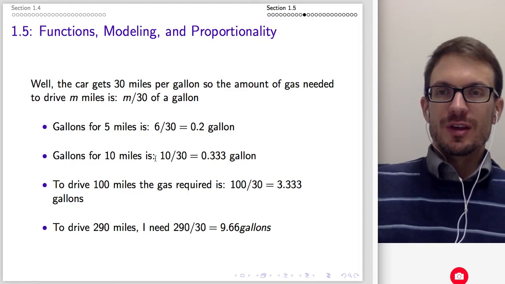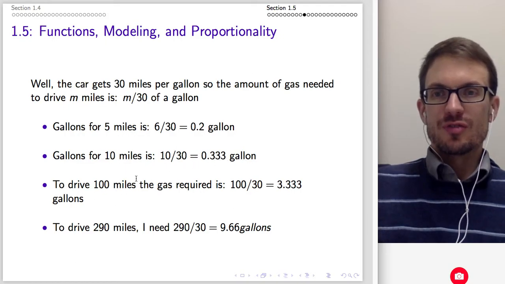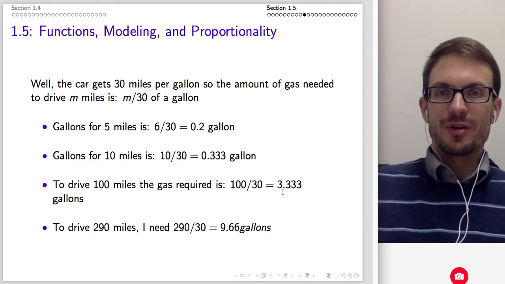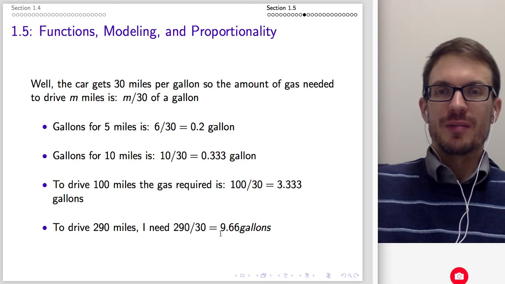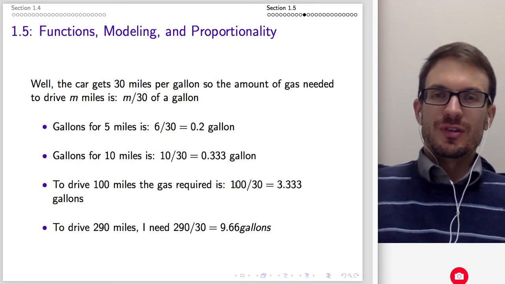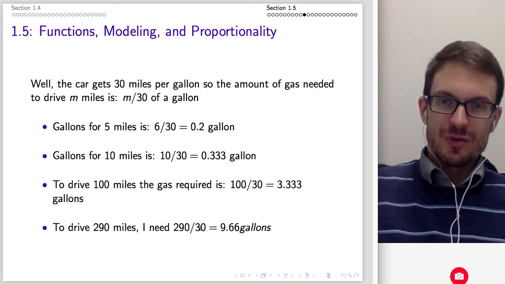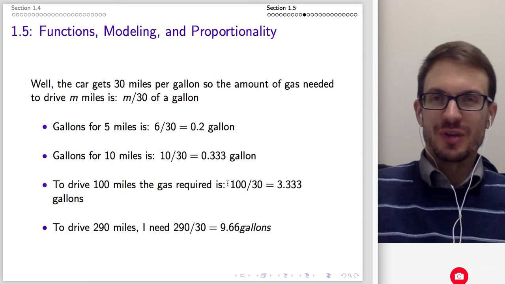0.2 gallons. The gallon for 10 miles is 10 divided by 30, or 0.33 gallons. To drive 100 miles, we need 100 divided by 30, or 3.33 gallons. And to drive 290 miles, I need 290 divided by 30, or 9.66 gallons. So this isn't actually my gas mileage, because to go 290 miles, I need 11.5 gallons. So you can figure out what my actual gas mileage is.